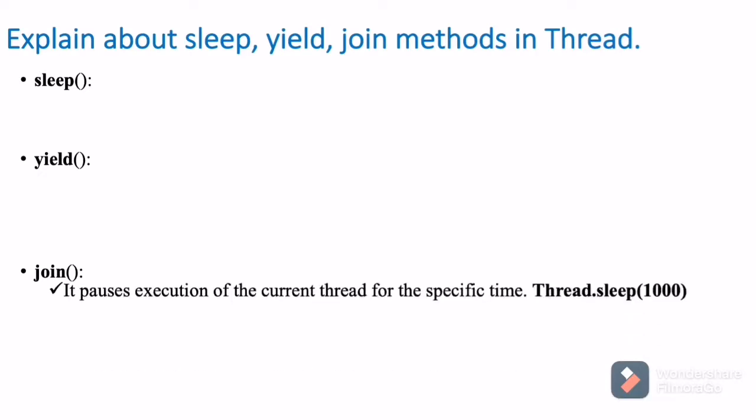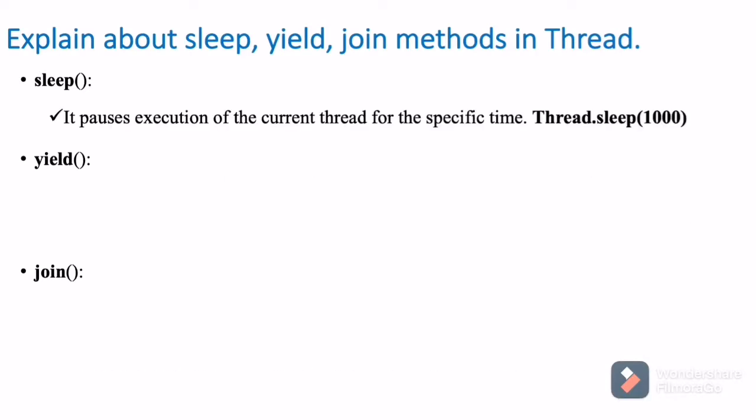Explain about sleep, yield and join methods in thread. Sleep: this method is used to pause the execution of the current thread for a specific amount of time. Example, thread.sleep(1000). Here 1000 is in milliseconds, so this thread will get paused for 1 second.